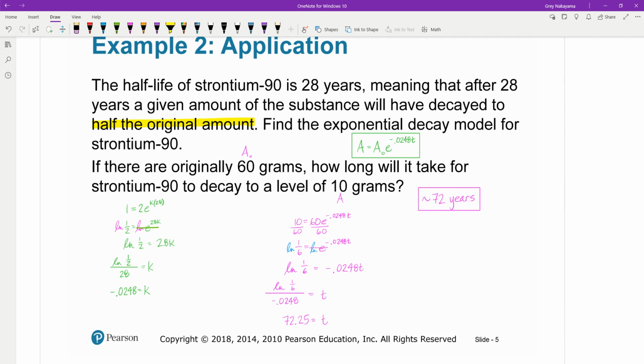So that was exponential growth and decay. Y'all, the key thing is using those formulas. Plug in what they tell you and solve for what you don't know. And if you have to solve for the variable in the exponent, you got to use the logs.